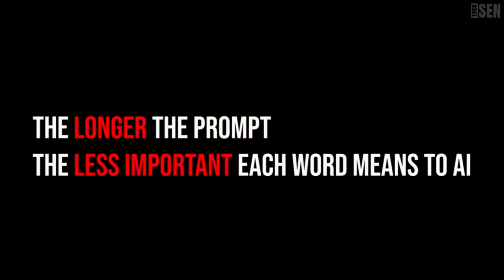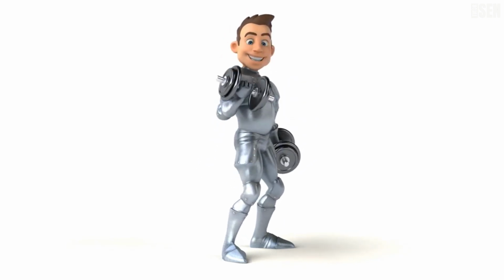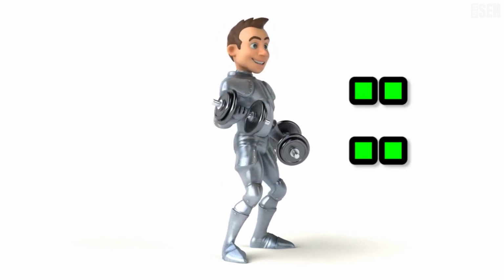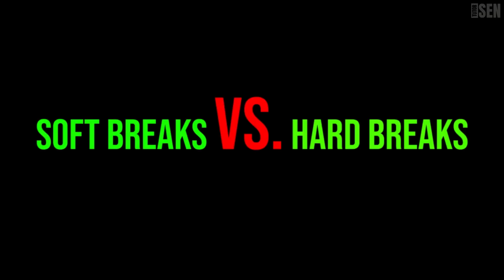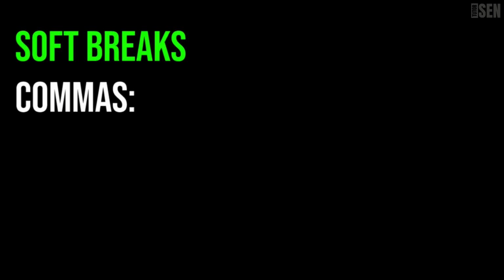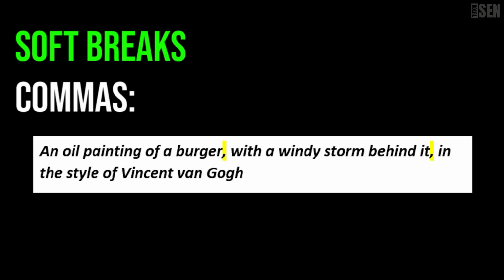Remember, the longer the prompt, the less important each word means to AI, and the more important the beginning is. Did you know you can give different parts of a prompt different amounts of weight? This is done using double colons. Before I get ahead of myself, do you know what is the difference between soft breaks versus hard breaks? Commas give soft breaks, separating things with a normal beginning to end weighting, meaning the first words in the prompt have the greatest influence over the final image.